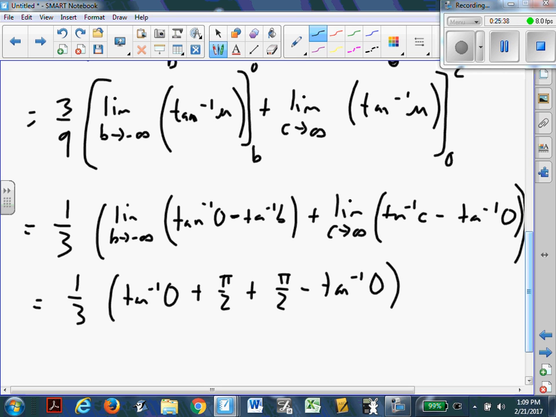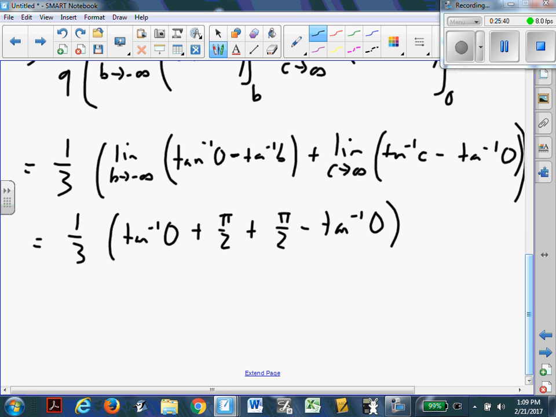And like I said before, it doesn't matter what number we pick, because arctan of 0 minus arctan of 0 is 0. Those will always wind up canceling out. So we wind up with pi, and then times the 1/3 is pi over 3.